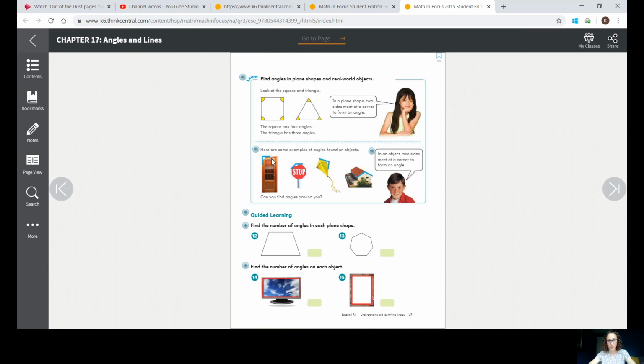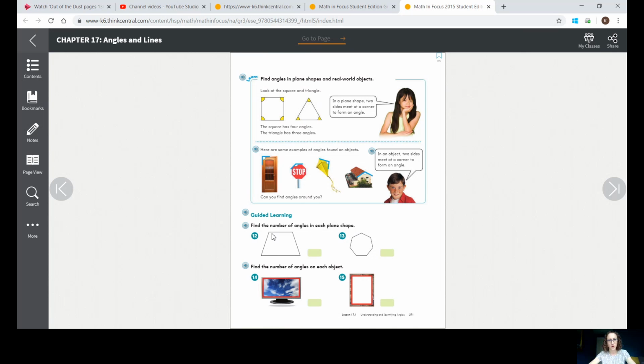Okay, doors, the corners, stop sign, yep. A kite has a corner. Your roof, well, some roofs are flat, so not all roofs would look like that, but a lot do. It says, in an object, two sides meet at a corner to form an angle.